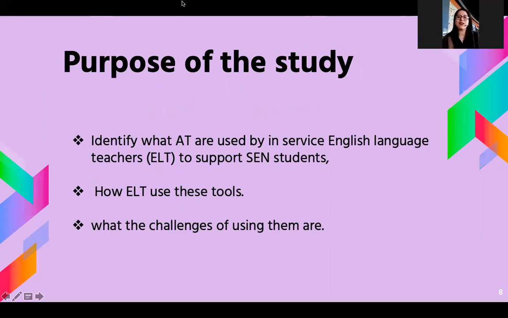The purpose of this research study is threefold: one, identify what AT, assistive technology, is used by in-service English language teachers to support SEND students; two, how ELT teachers use these tools; and three, what changes from using them they can identify in the classroom.